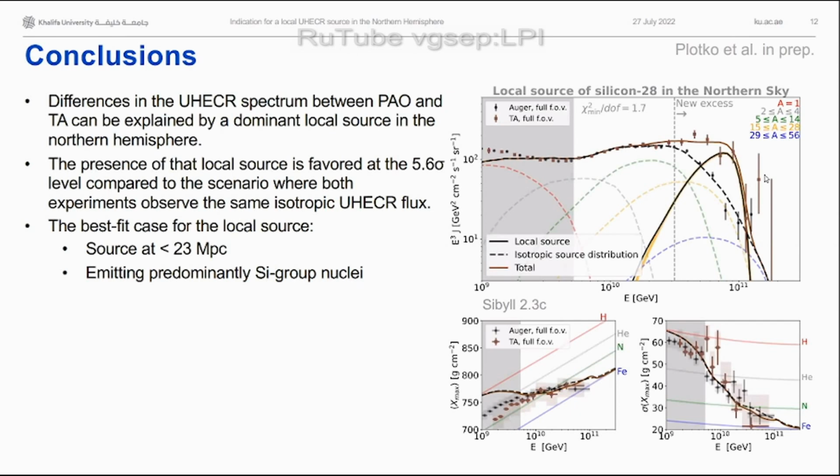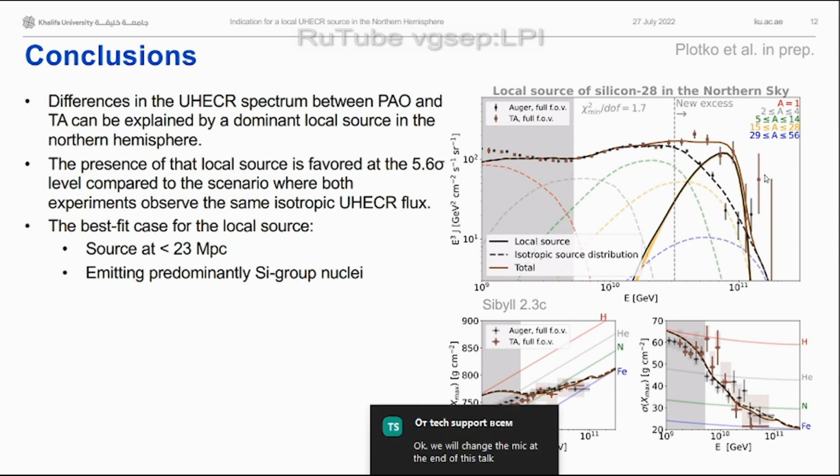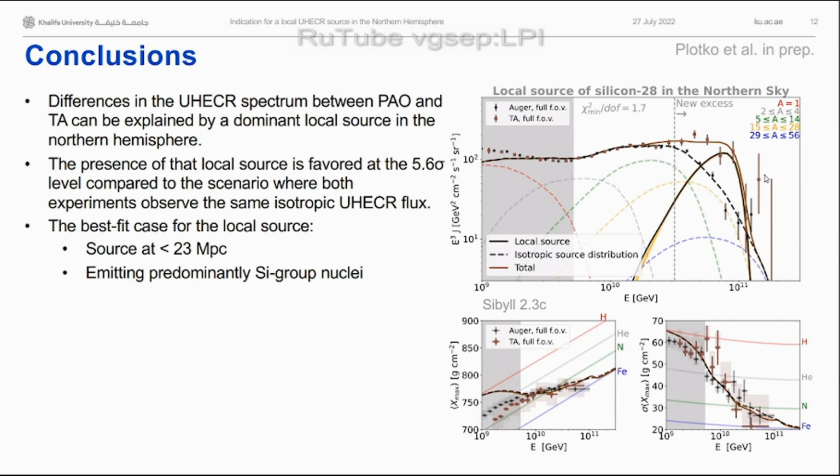So then we go to the conclusions here. These differences in the ultra-high-energy cosmic ray spectrum between Auger and TA can be explained by adding a dominant local source in the northern hemisphere. There's actually a 5.6 sigma difference if you compare this strictly with only an isotropic distribution, so that Auger and Telescope Array would see the same flux. In the best fit case, we have sources that should be nearer than 23 megaparsec, but this also depends on the actual mass group and interaction model.